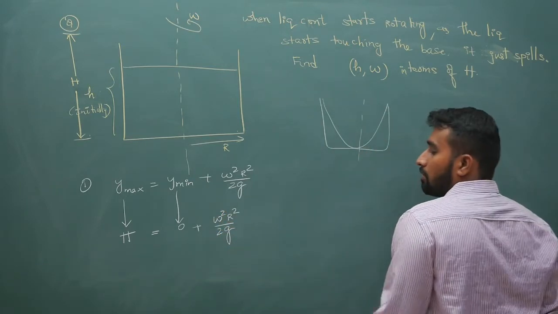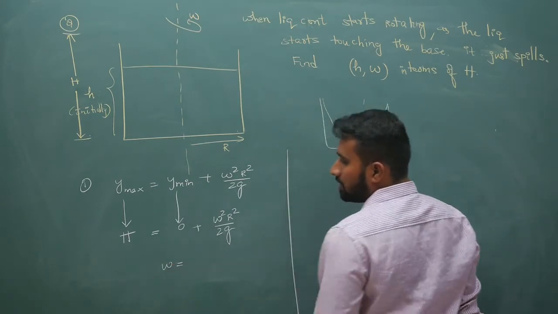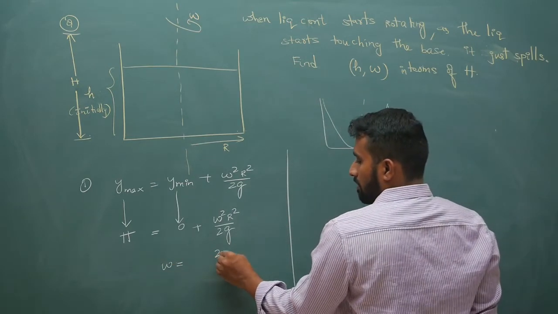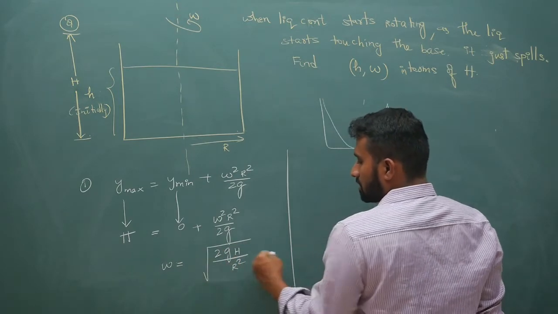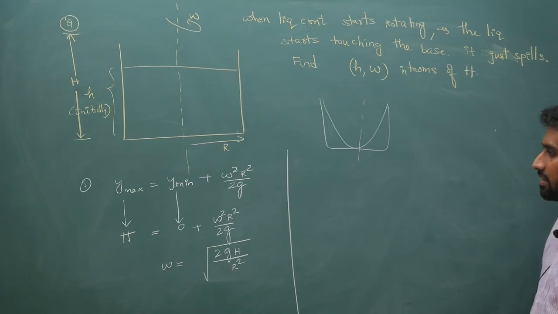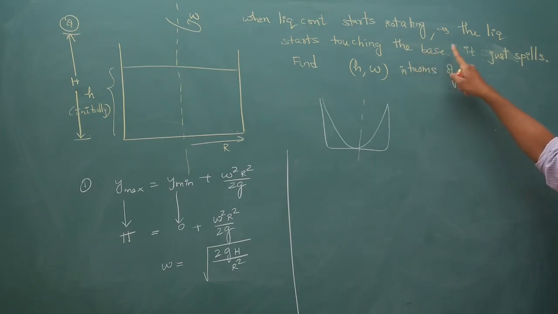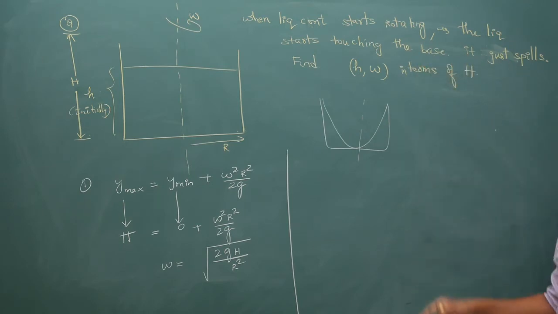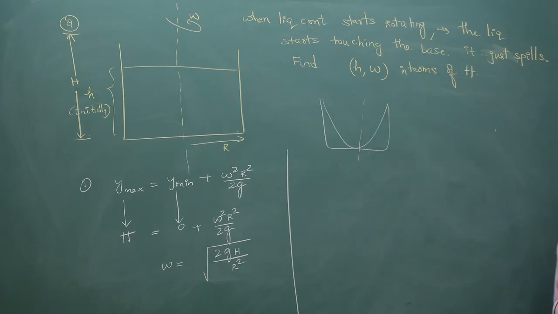From here, what is omega? You can give it. So your omega value is root of 2gh by r square. Direct. Because it is very clearly mentioned, when the liquid container starts rotating, as liquid starts touching the base, it just spills. So when the minimum height is coming to the bottom, it is starting to spill out.